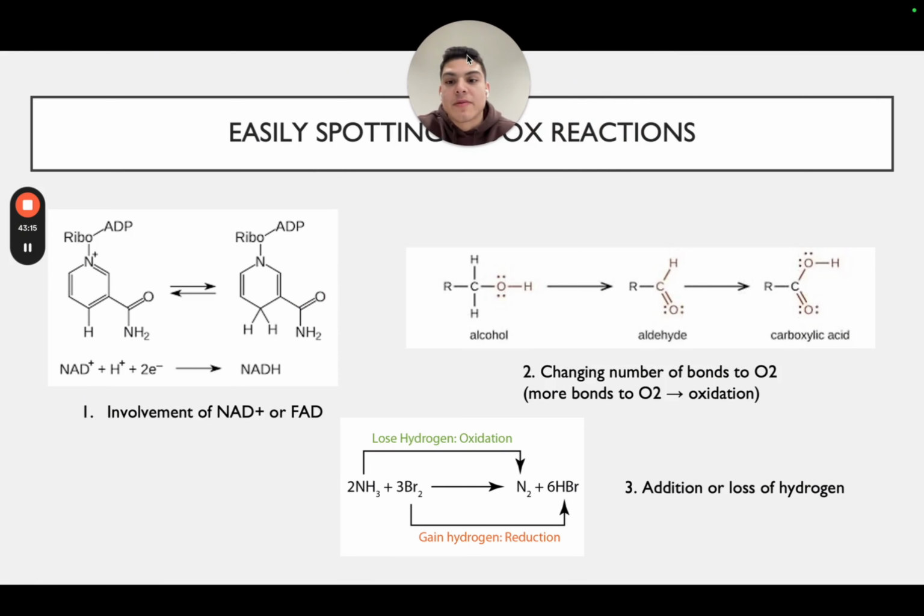And there's an easy way of spotting redox reactions. Number one, usually it's the involvement of NAD plus or FAD. Number two, it's changing the number of bonds to oxygen. In this case, for the alcohol, there's only one bond from the carbon to oxygen, then two bonds, and now there are three bonds to oxygen for that central carbon. And number three is the addition or loss of hydrogen. So those are three ways to easily spot them. It gets trickier sometimes. The best way is to find the oxidation states. If they stay the same across a chemical reaction from reactants to products, it's not a redox. If they change, it is a redox.